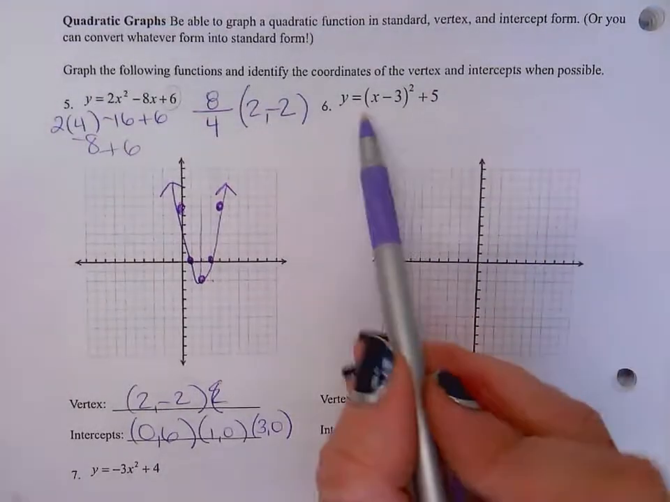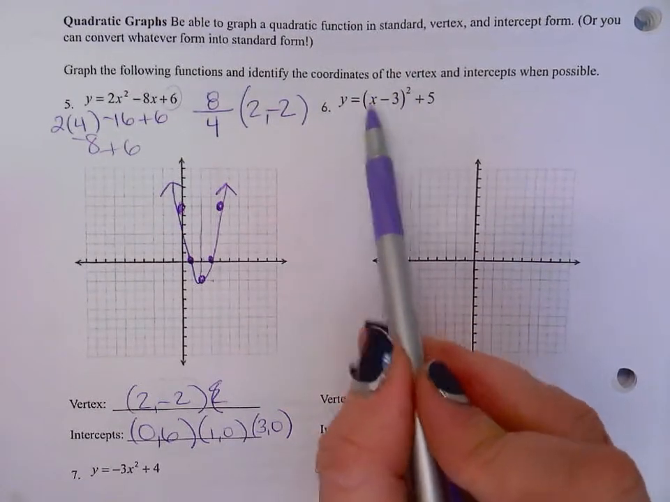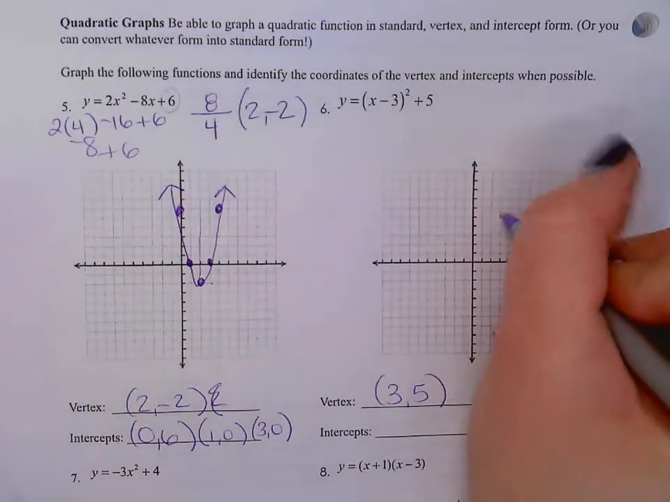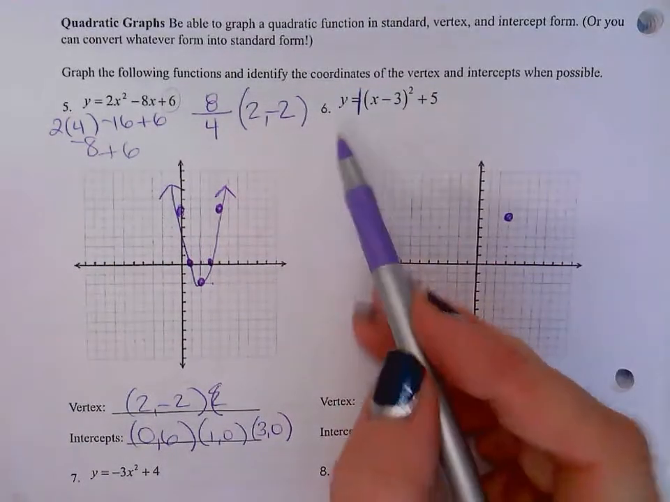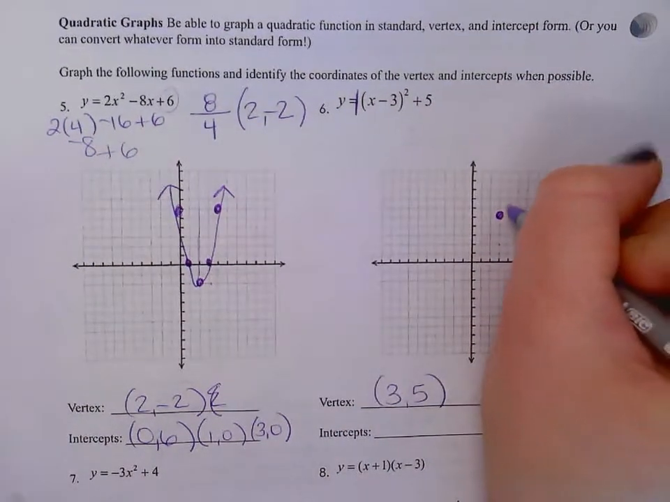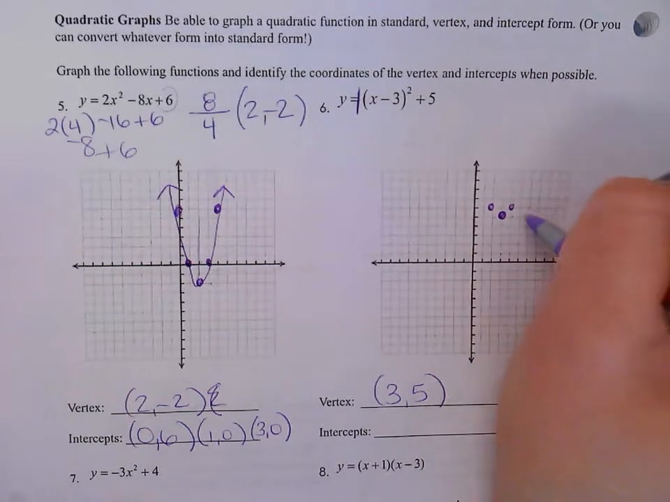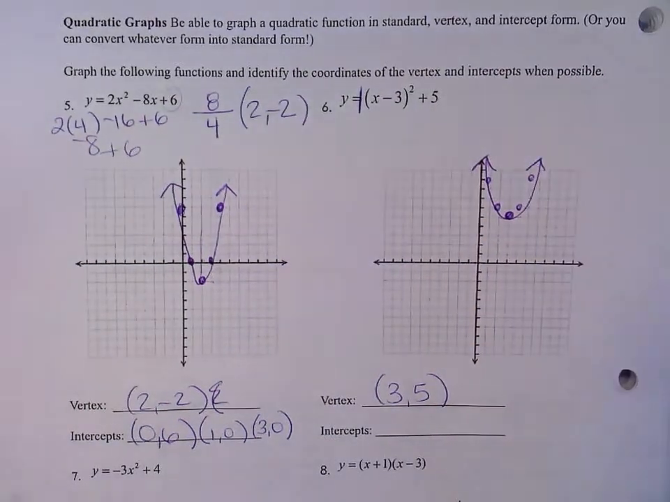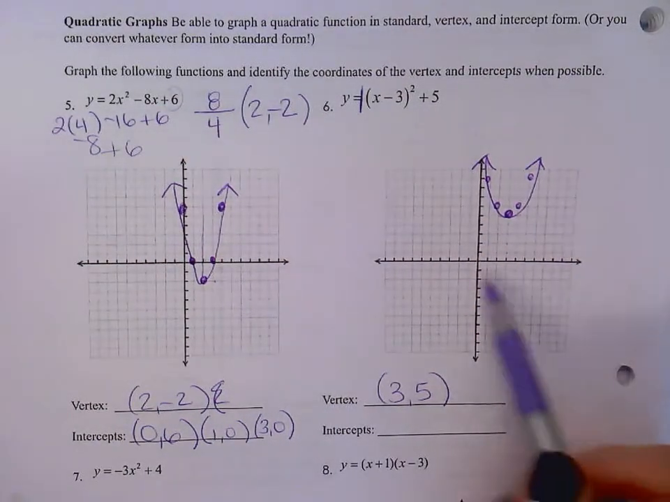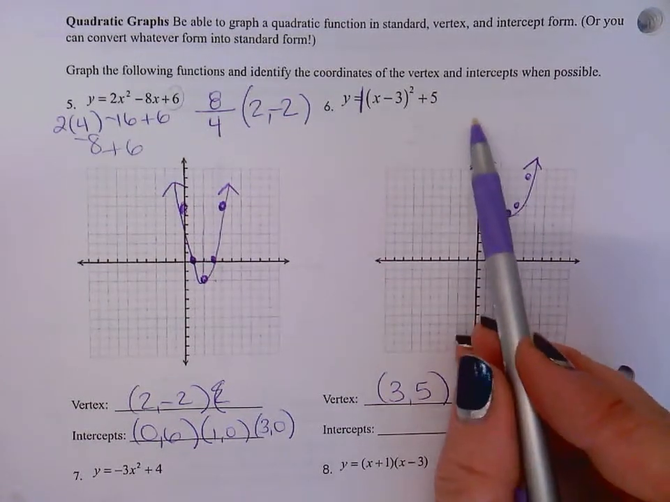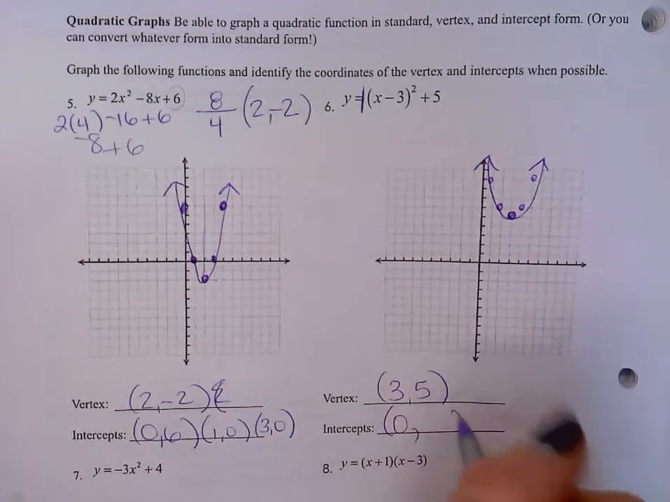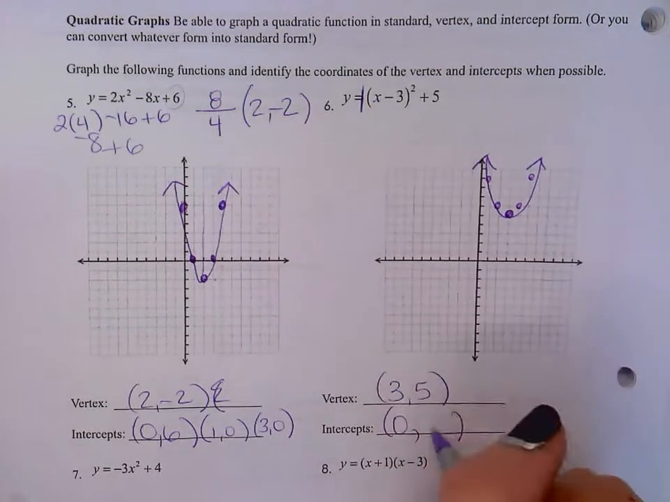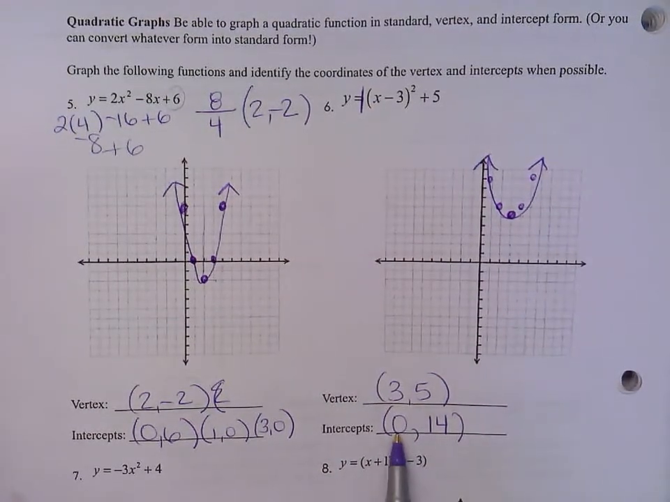This is in vertex form, so I can just read that the vertex has gone right 3 and up 5. So right 3 up 1, 2, 3, 4, 5. Then I look at my a value. My a value is positive 1, so this is just the parent function going up over 1, up 1, over 2, up 4, and then over 3, up 9. Doesn't fit on my graph. I don't have any x-intercepts, but I do have a y-intercept somewhere up here. So when I plug in 0 into this function, I get negative 3 squared is 9, plus 5 would be at 14. So I can find the intercept by plugging in 0 for x.